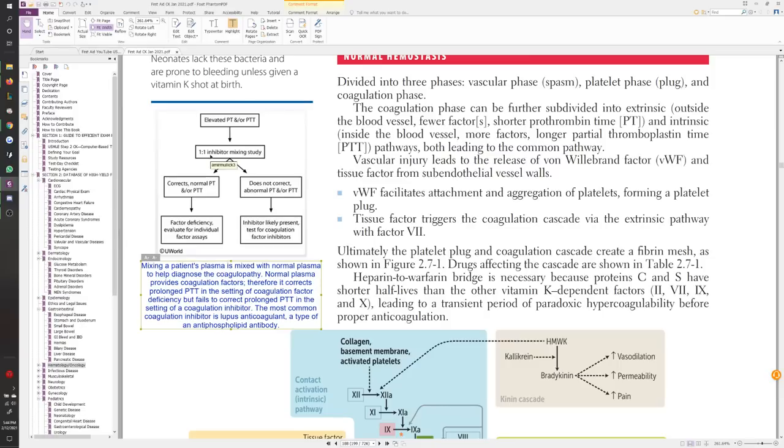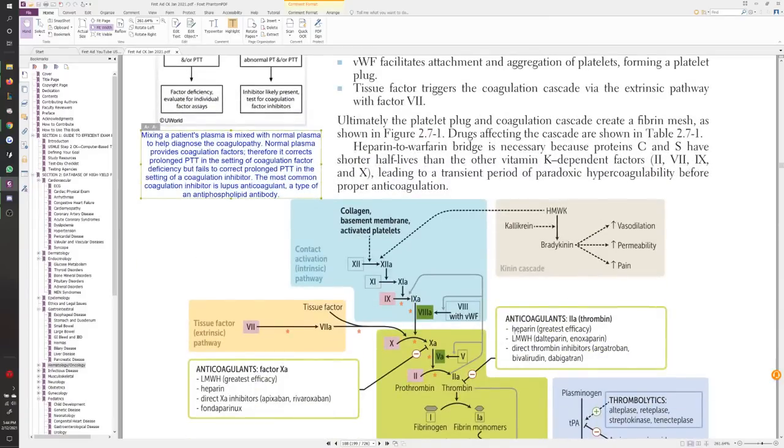The HTTP mnemonic for intrinsic, right? The PIT mnemonic was telling you that if someone's PTT is elevated, that's an issue with the intrinsic pathway, right? So extrinsic, intrinsic. You have your PET mnemonic: PT elevated, extrinsic is messed up. PITT mnemonic or HTTP mnemonic: if your PTT is elevated, intrinsic issue. Either one of those things usually meant that some specific factor was missing, as we saw.